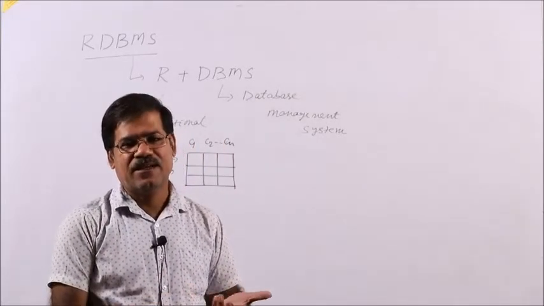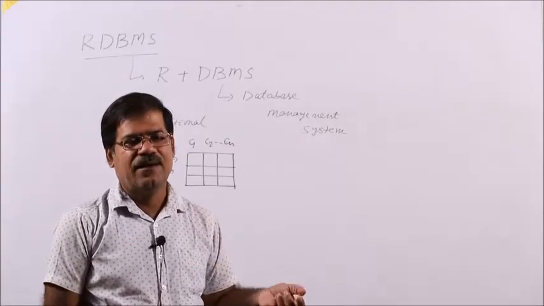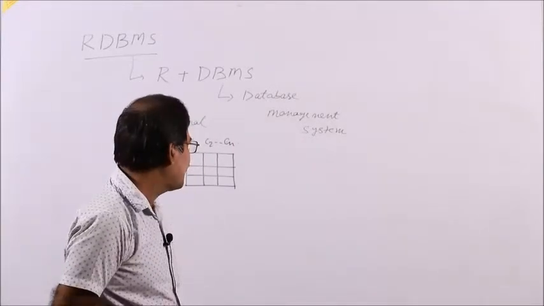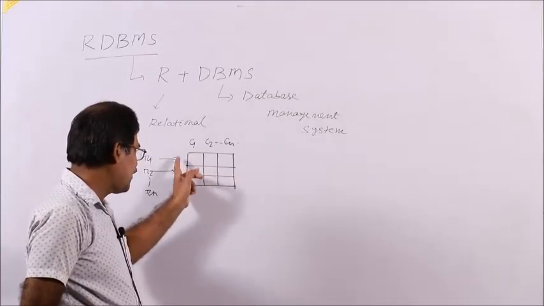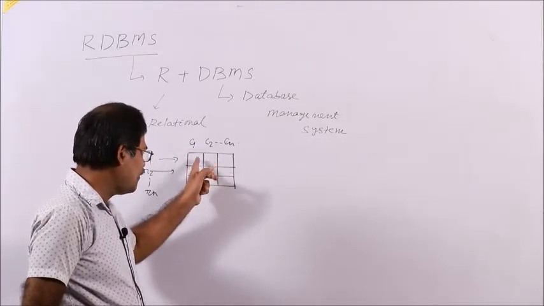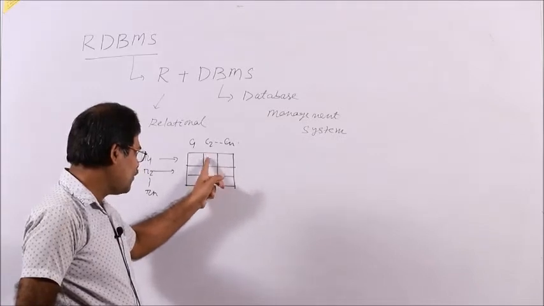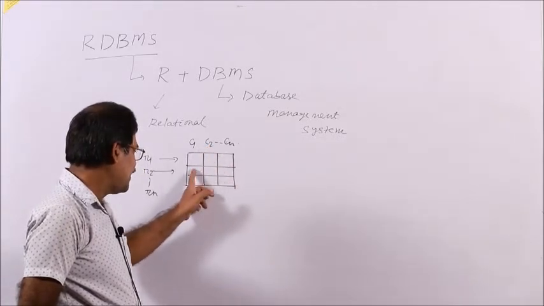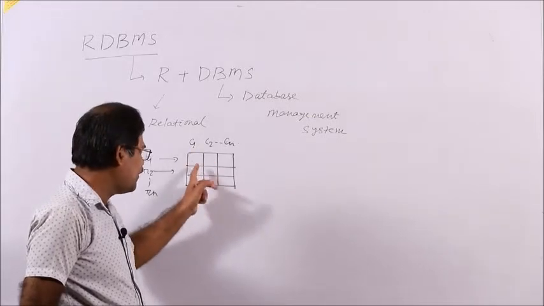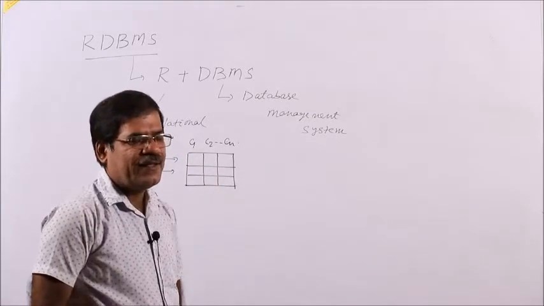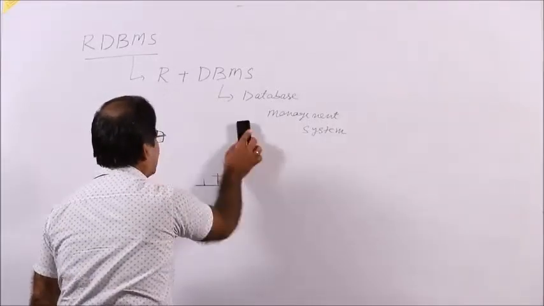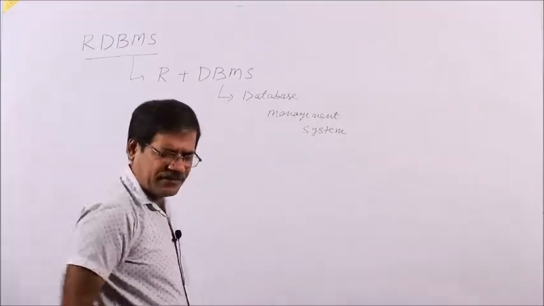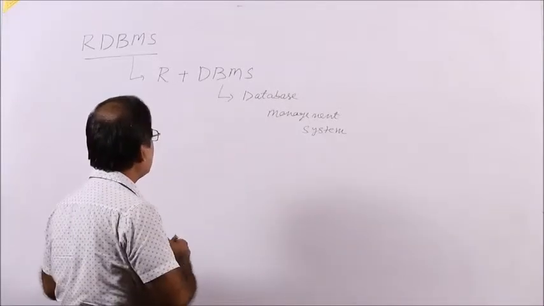A table is a collection of rows and columns. At the intersection point is your cell. What is the name of this cell? R1, C1: row 1, column 1. This cell is row 1, column 2. Similarly, this cell is row 2, column 1, like this. So we can represent the data in rows and columns in a relational database management system. So basically, a new concept.